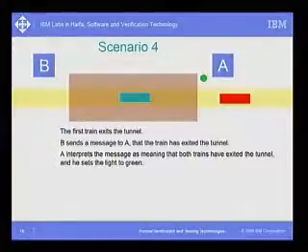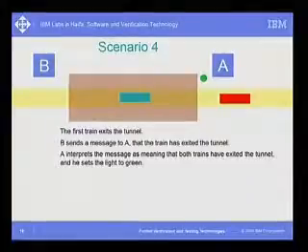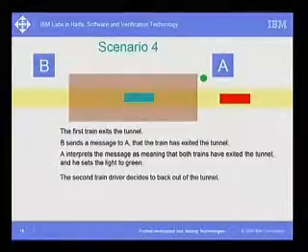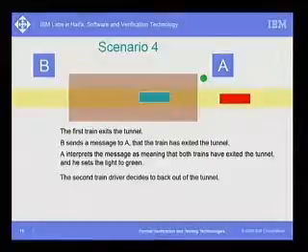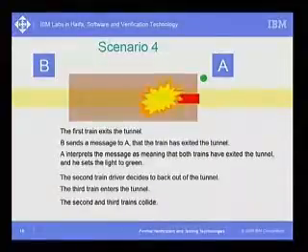Now, this guy is still suspicious. He doesn't know what's going on. Just to be on the safe side, he decided to back up slowly out of the tunnel. And boom.